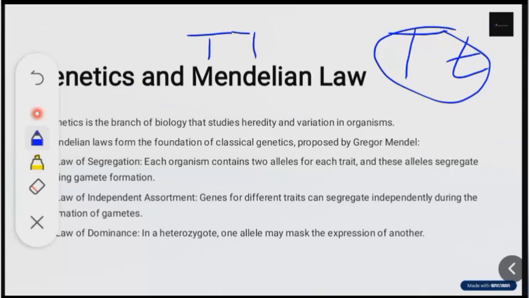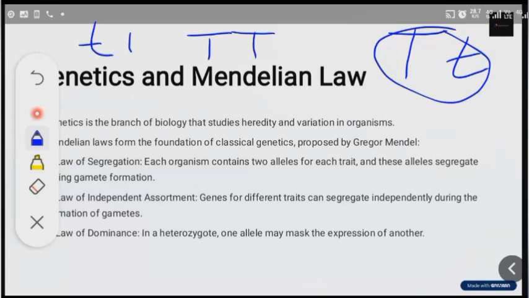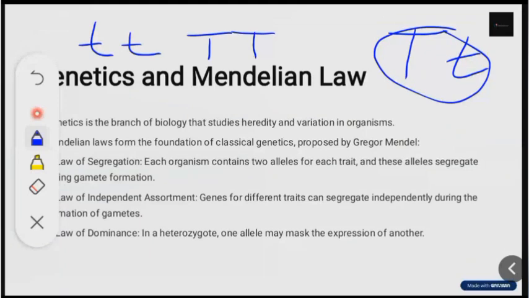Capital T is homozygous. Small t is homozygous. That's the same, the same. Now, in a heterozygous organism, one has a gene for being tall and a gene for being short.